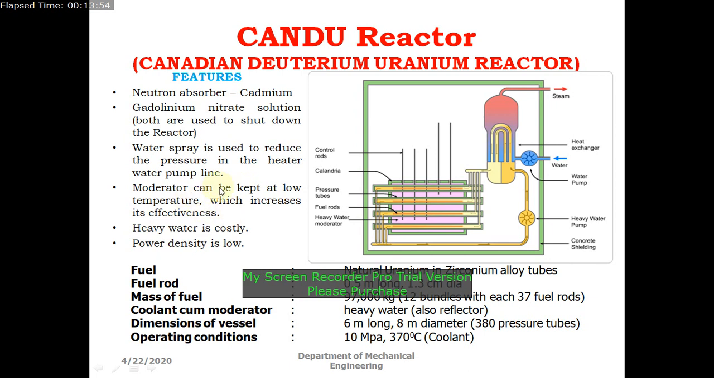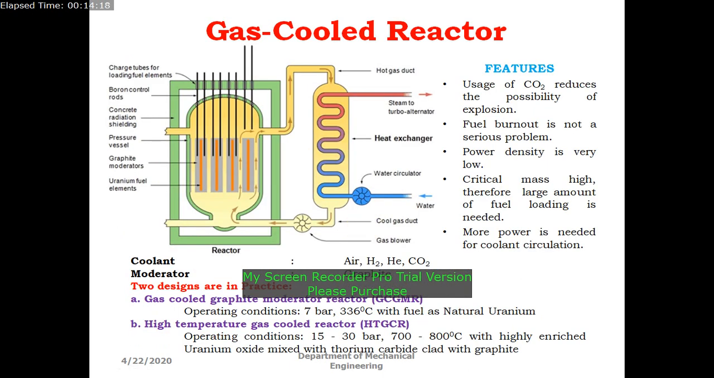So moderator temperature is inversely proportional to its effectiveness. Next, here the heavy water is costly. That is one problem which we are observing here. And one more thing is the power density is also low when compared to other kinds of reactors. So next one is the gas cooled reactor.